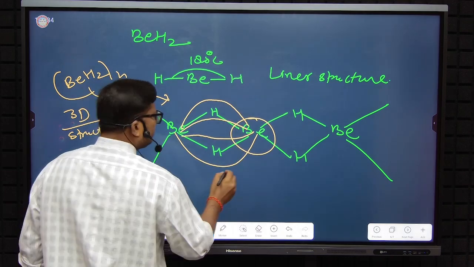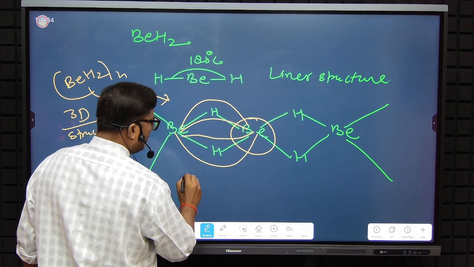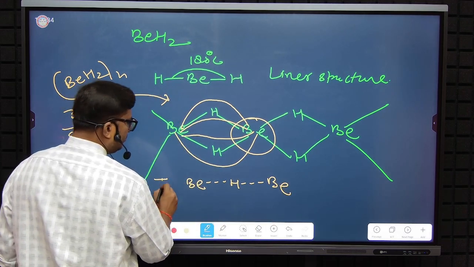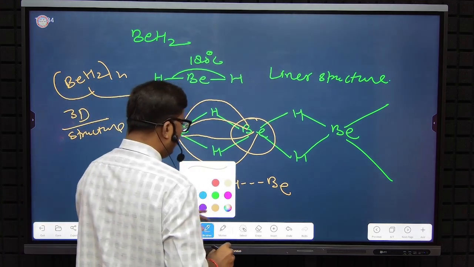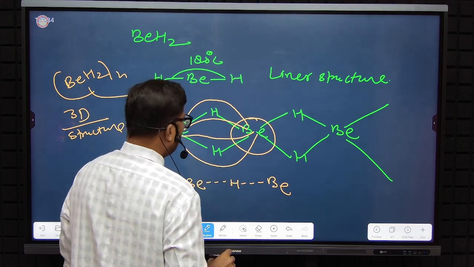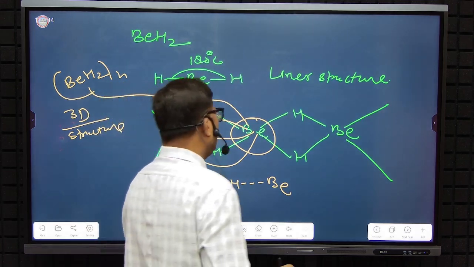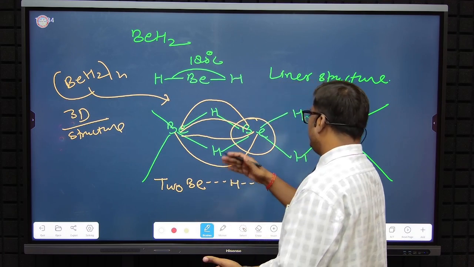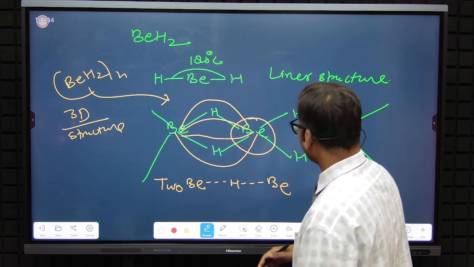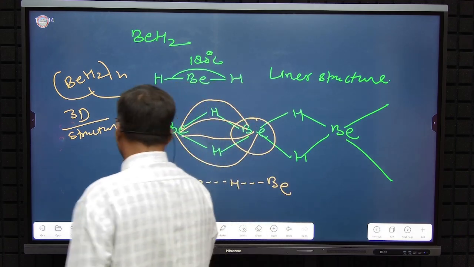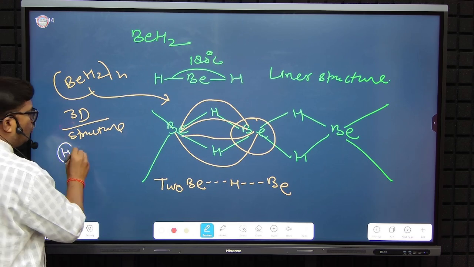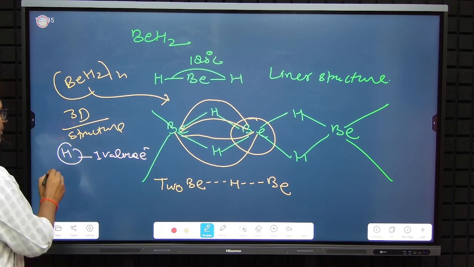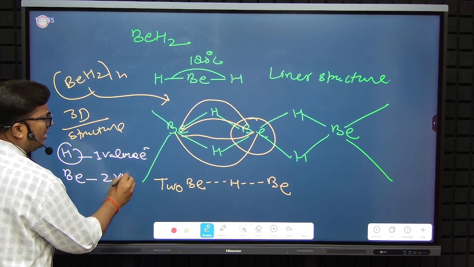So it has 2 beryllium, hydrogen, beryllium bonds, right? One beryllium, hydrogen, beryllium bridge is present above the plane of the paper, and the second one is present below the plane of the paper, right? But hydrogen has only one valence electron, right? And beryllium has 2 valence electrons.